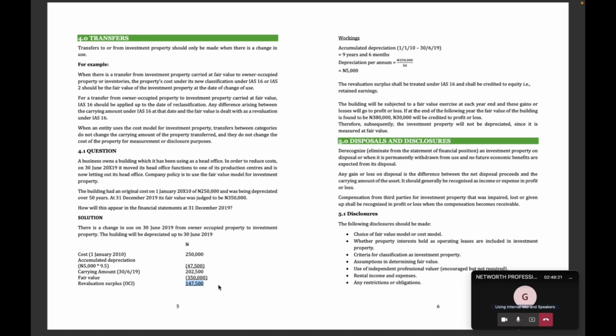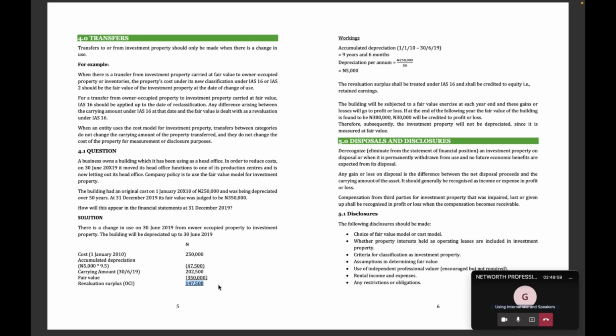So this goes to show that, right, when there's a transfer, when a PPE becomes investment property, at the year end of the date it became that, the change in use, whatever surplus you have, you will treat it as what it was before, because whatever surplus it has earned, it earned it in its capacity as what it was. So going forward, when it's now investment property proper, any fair value changes can start going to P&L.